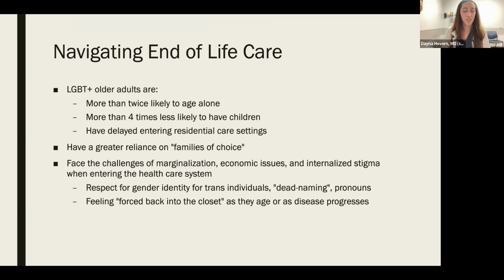It can be really challenging, I imagine, for our patients who are trans to go forward with this legal paperwork, as they might struggle with things like deadnaming or struggle with pronouns and what needs to be put down on a legal document. And oftentimes our LGBT plus patients have expressed the feeling of being forced back into the closet as they age and as their disease progresses. So these are some challenges with having these types of conversations.